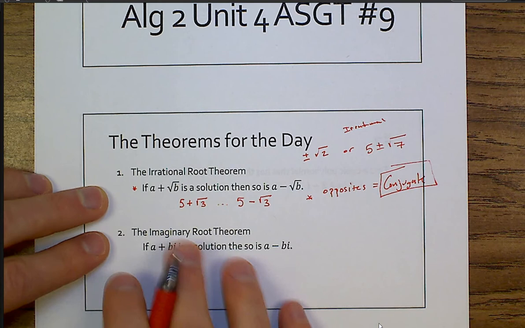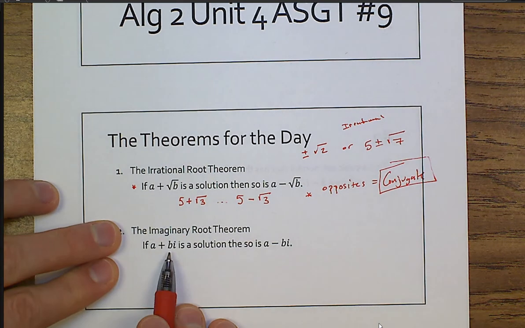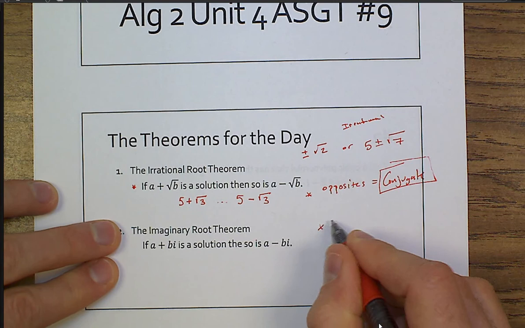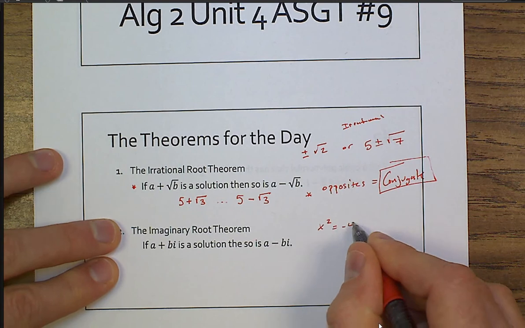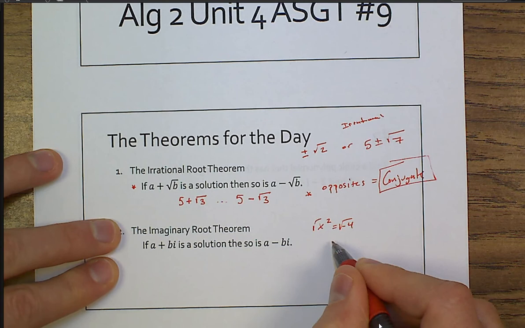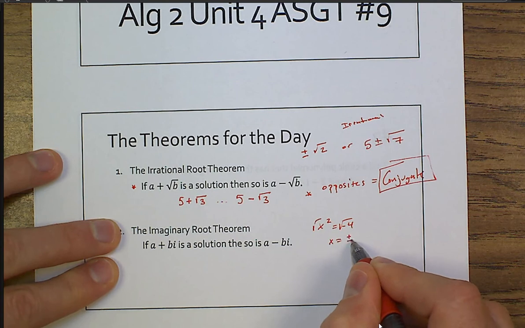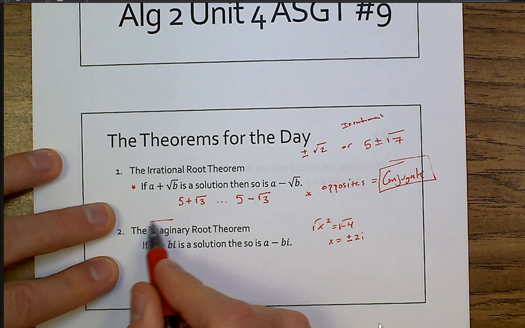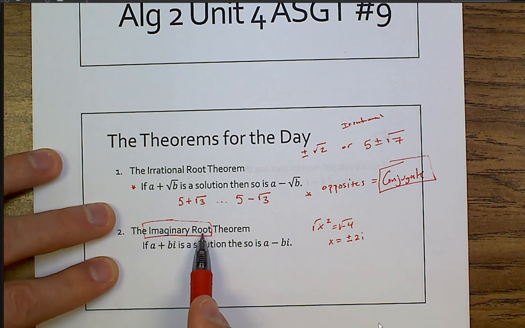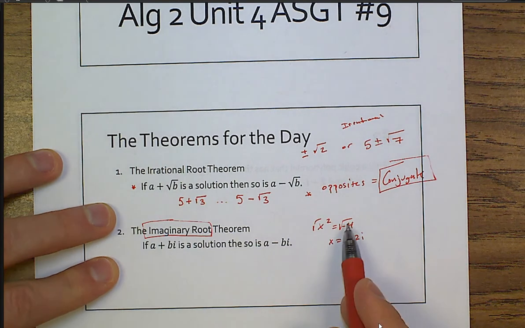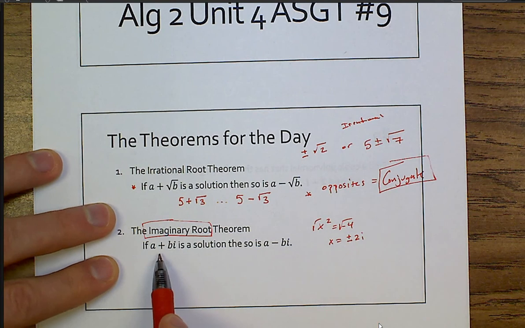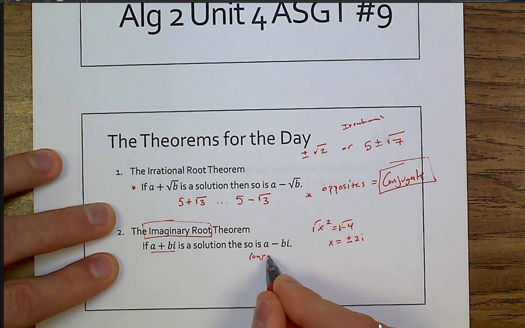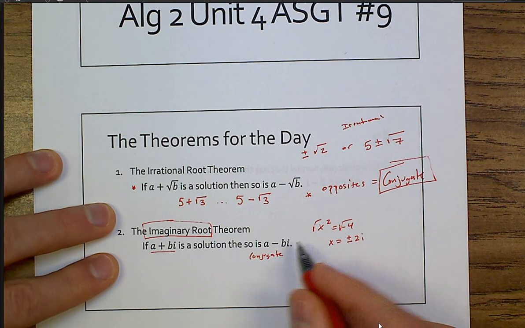Just like with quadratics, when we have imaginary numbers, if you take an example like x squared equals negative 4, right? When we went to solve this, we'd get x equals plus or minus 2i. Anytime we had imaginary numbers or imaginary roots, you've got to think about how we got that. We got that by square rooting a negative number, which leads to plus or minus. So it's the same exact theory. If you have a plus bi, then its conjugate of a minus bi has to be a solution, okay?